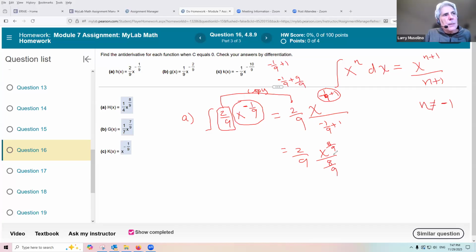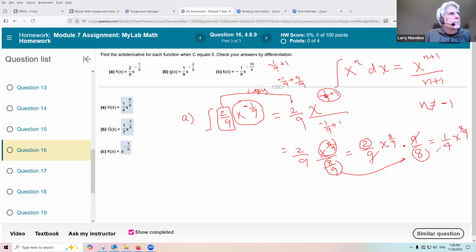All right, well, what we could do here is, when you are dividing one fraction by another, you leave the top fraction and flip the bottom fraction to a multiplication, like this. I'm going to flip this bottom fraction upside down and change it to a multiplication. I have a 9 top and bottom that cancels out. 2 over 8 simplifies to 1/4, so I have 1/4 x to the 8 over 9.